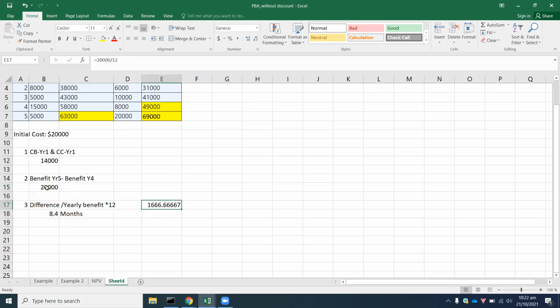So we have done $20,000. That's the difference between the two. $20,000 divided by 12 gives a value of $1,666.67. So if you multiply by 8.4, it should give you a value of 14,000. That should re-verify that your answer is correct. So let's try this out. It is equal to the value multiplied by 8.4. It gives us $14,000. That means this answer is correct.